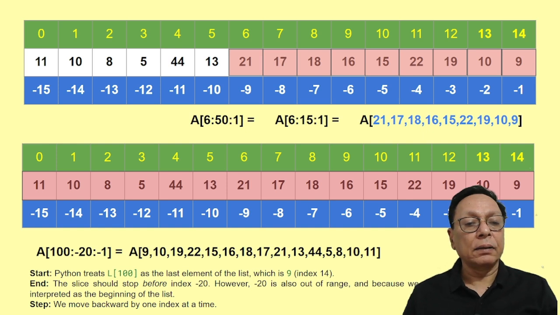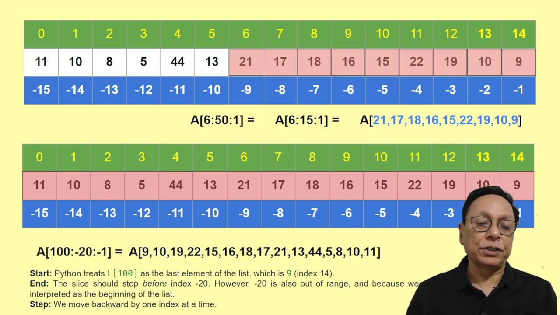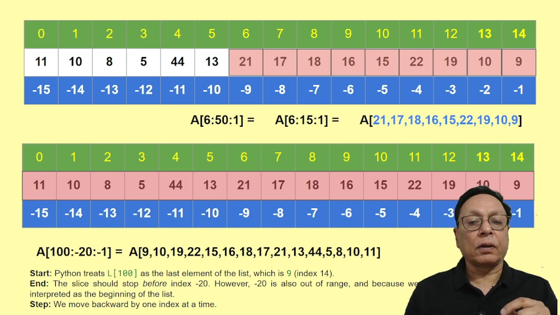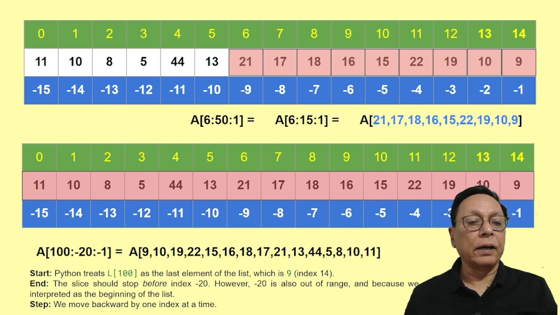Okay, so starting was 100, it is not there, and that is why it has considered 14 as the last starting index, and the ending index is minus 20. The slice should stop before index minus 20. However, minus 20 is also out of the range, so it will not be considered. And since you are moving backward, the values will be 9, 10, and so on till index minus 15.